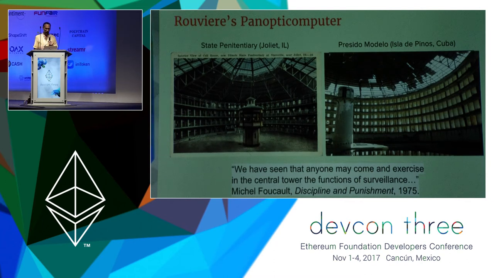It's all about, you imagine that these people sitting up here are all performing the computations, and they do it correctly because they think they're being watched. And I'll quote from Michel Foucault, who is also an important figure and wrote a book in the 1970s about panopticism. We have seen that anyone may come and exercise in the central tower the functions of surveillance.